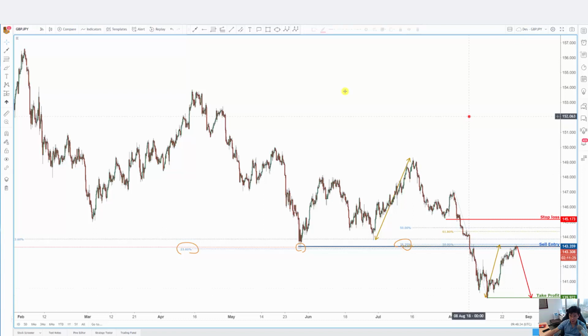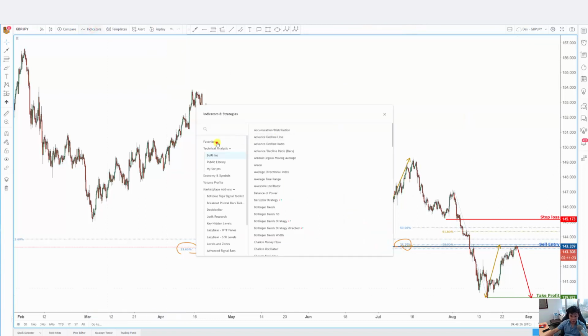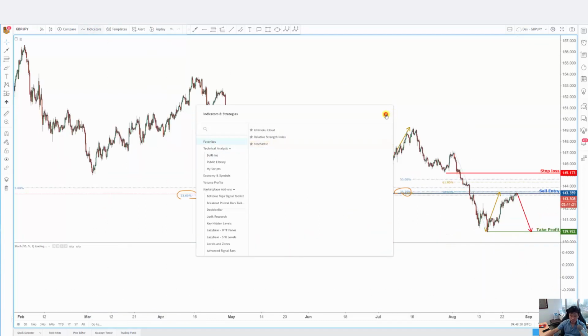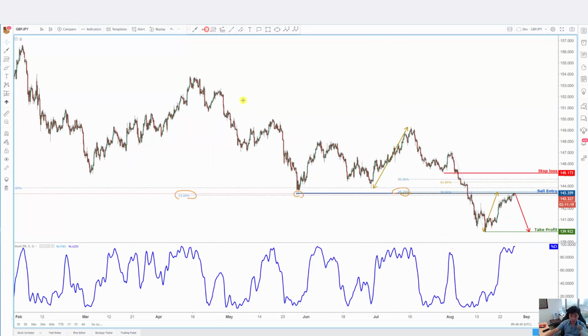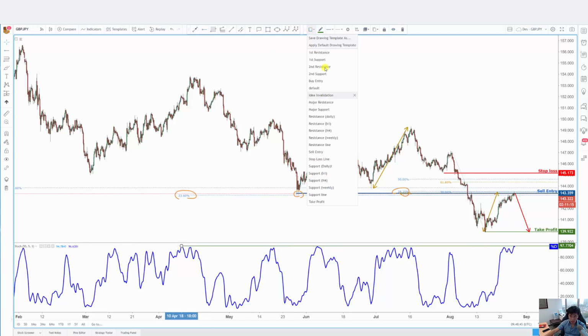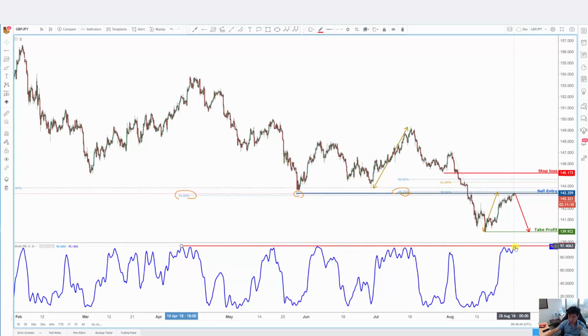If we do look at stochastic, which I like to look at, you'll notice that price is right up there. It's touching a very key level. This is at 97%, so it has to drop from here. So this is the setup we're looking at today. I'll sell entries at 143.35, stop loss at 145.17, and take profit at 139.92.